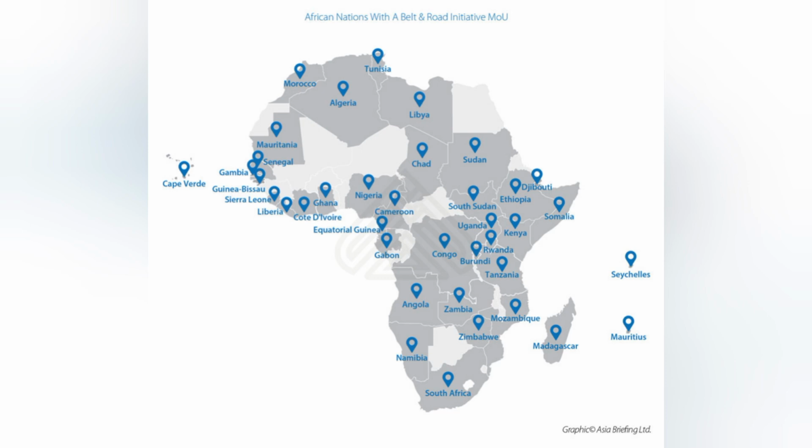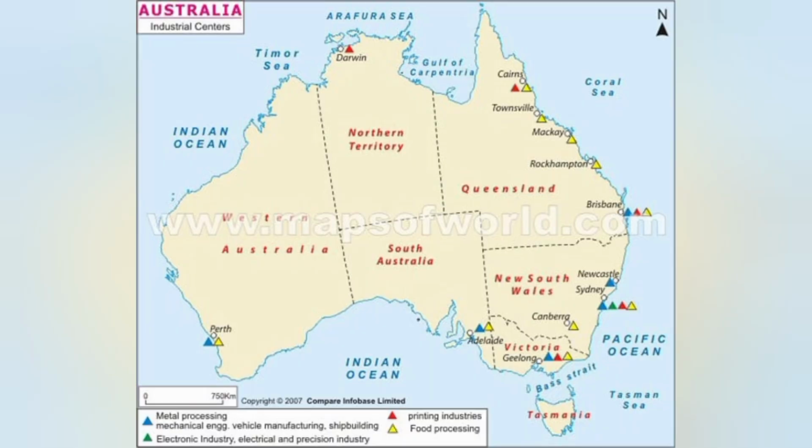In Africa, the major industrial development has happened near Cairo, Nairobi, Dar es Salaam, Salisbury, Johannesburg, and Cape Town. In Australia, the major industries and cities include Sydney, Melbourne, Adelaide, Brisbane, and Newcastle.